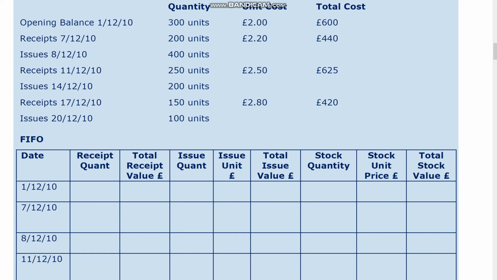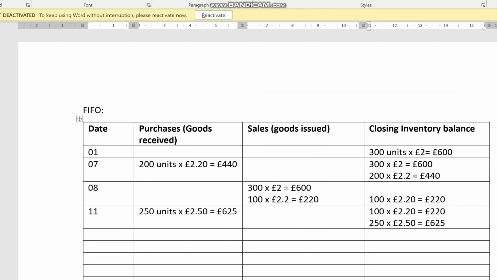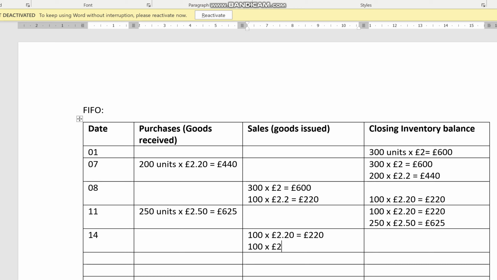Then on the 14th, they sold 200 units, and the method is first in, first out. So now please look at the inventory balance here in the corner. Which ones are first in? The 100 units are first in, which we will sell away first. And the remaining 100 units will be picked up from the lower inventory lot. And now I would say closing inventory consists of 150 of the latest units. You can work it out using your calculator. 150 into 2.5 giving us £375. So this is how you are going to proceed.